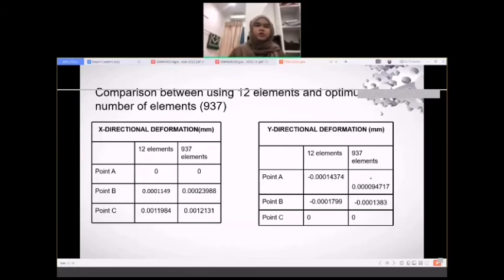So it can be said that for the displacement, when you use more number of elements, it is more accurate when the displacement is in a larger value, and when you use more number of elements, the result that you will get is more accurate. Okay, so next slide, please. And then the next slide.